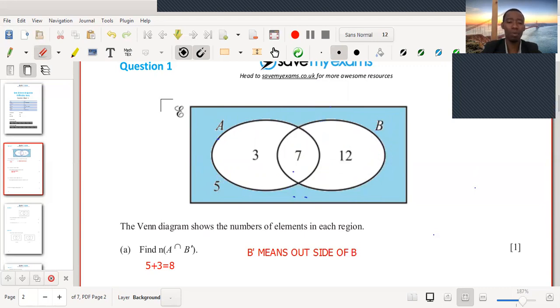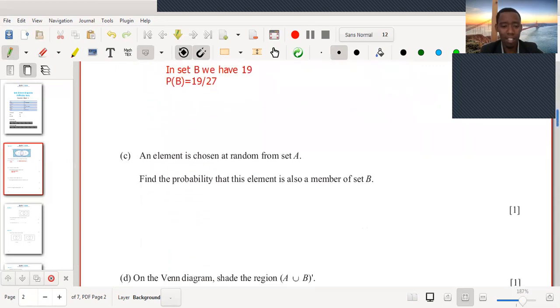In set A, we have 3 and 5 and 7. This is set A. And the question says an element is chosen at random from set A. Find the probability that this element is also a member of set B.